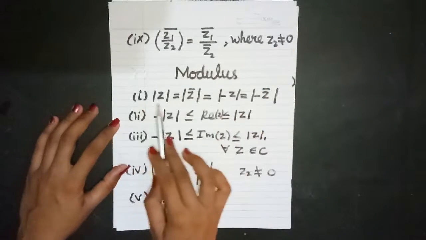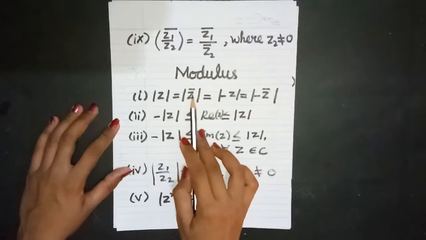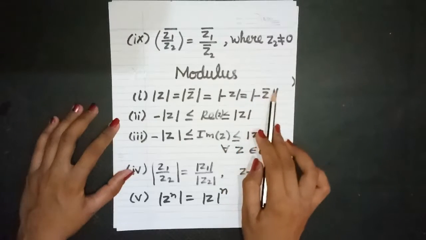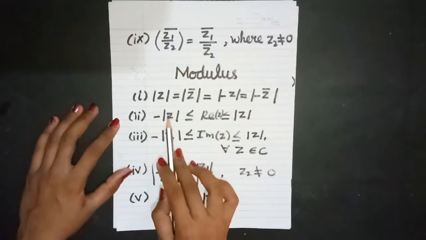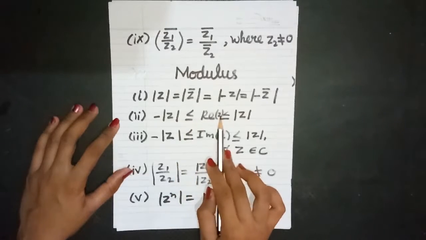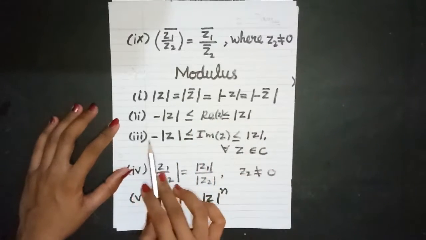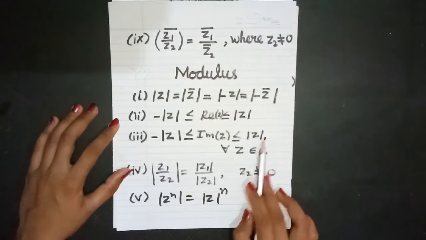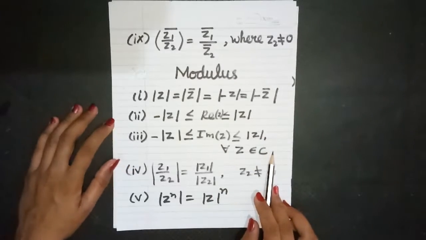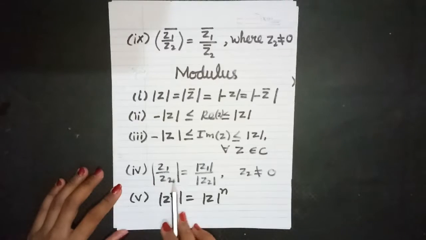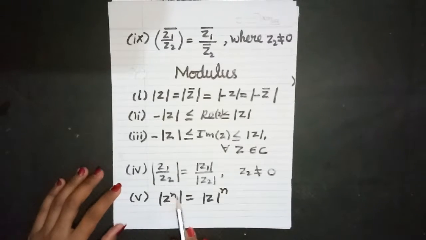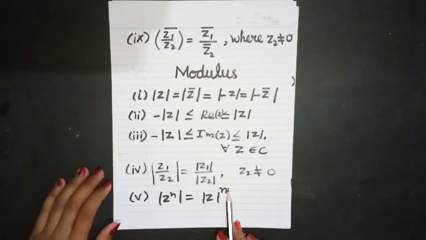Now modulus, first modulus of z is equal to modulus of z conjugate, that is equal to modulus of minus z, that is equal to modulus of minus z conjugate. Second, minus modulus z less than equal to real z less than equal to modulus z. Third, minus modulus z less than equal to imaginary z less than equal to modulus z, for all z belongs to complex numbers. Fourth, modulus of z1 by z2 is equal to modulus z1 by modulus z2, and z2 not equal to 0. Fifth, modulus of z raised to power n is equal to modulus z raised to power n.